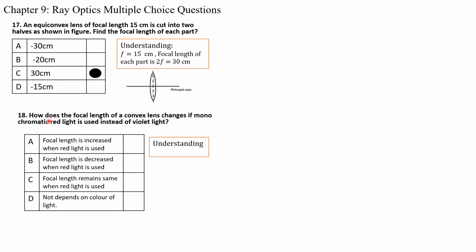Next question. How does the focal length of a convex lens change if monochromatic red light is used instead of violet light? So, we have to understand how the focal length of a convex lens changes if monochromatic red light is used instead of violet light. The correct answer is focal length is increased when red light is used.